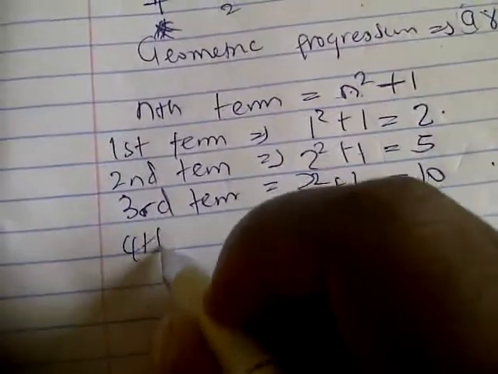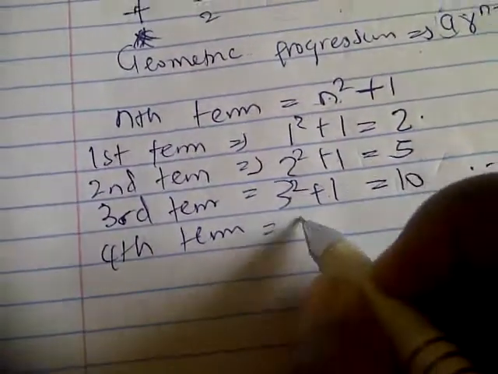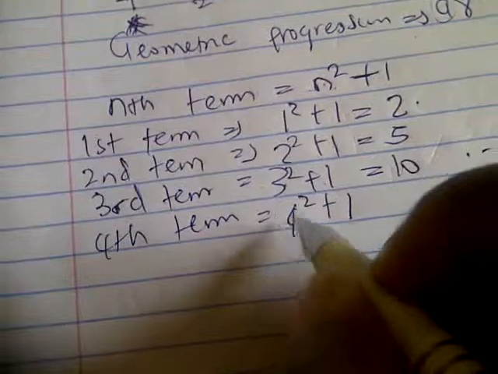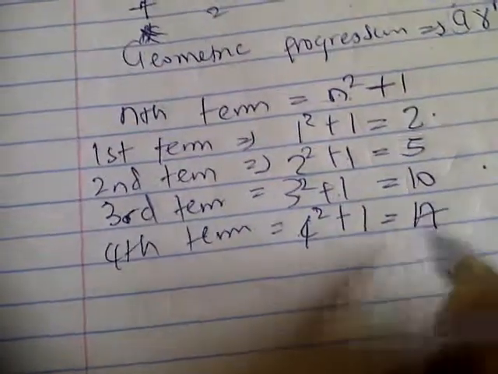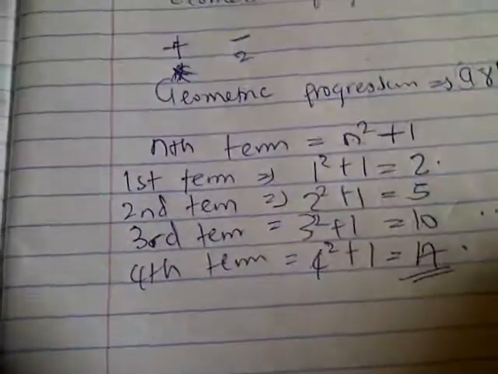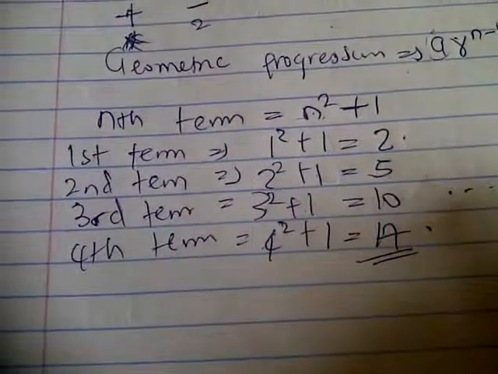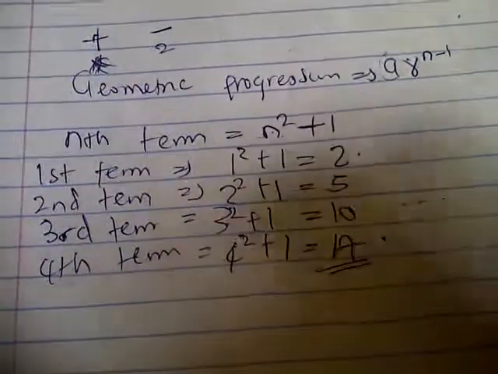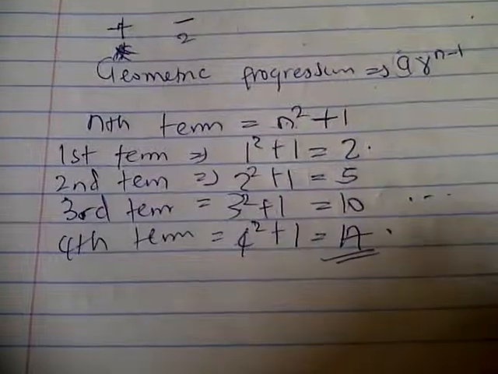If you want to find the fourth term, it's still the same thing: 4 squared plus 1. 4 squared is 16 plus 1, that's 17. So that's how you calculate the term when it comes to arithmetic progression. The geometric progression, I'll do more on it when I'm solving a particular question on it.